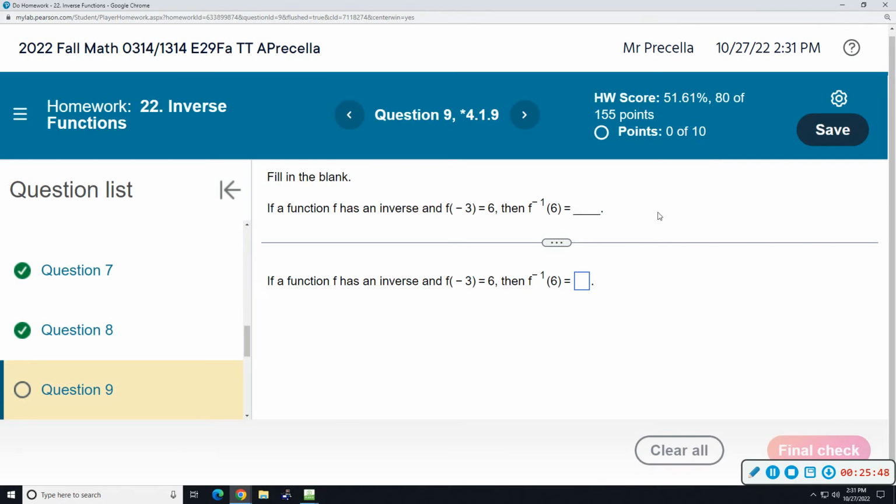Oh, I like this one. Let me write it down. Okay. This is number 9. They tell us that F has an inverse and that F of -3, I'm writing it down, is equal to 6. Oh goodness, I'm here writing it down as Jacob is telling us the answer.